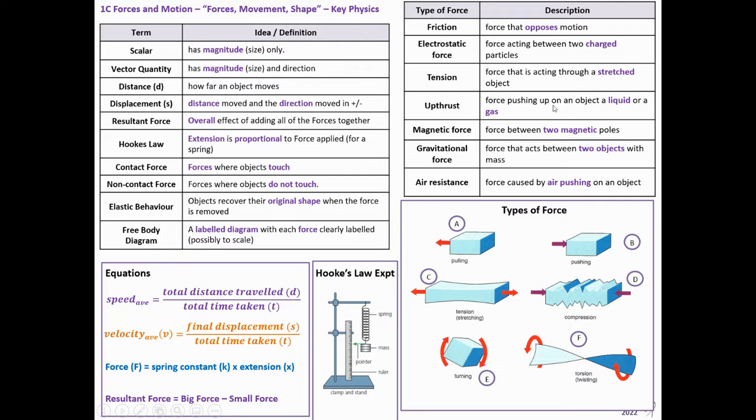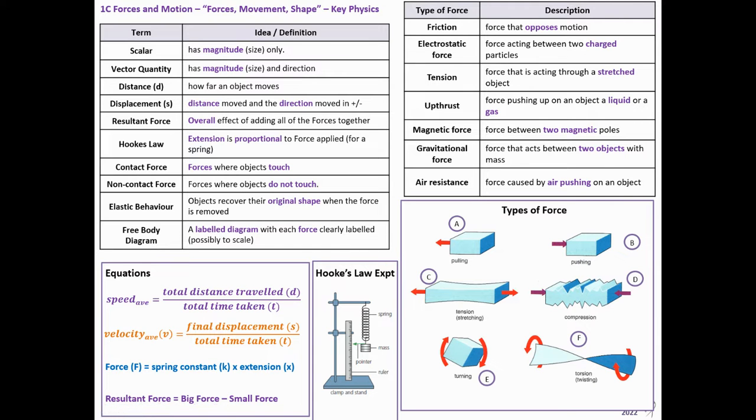Upthrust, so forces pushing on an object in a liquid or a gas. So we don't use that for solids. Magnetic forces between two magnetic poles, gravitational forces between two objects with a mass, or air resistance, or you could also call that drag, caused by air pushing on an object.